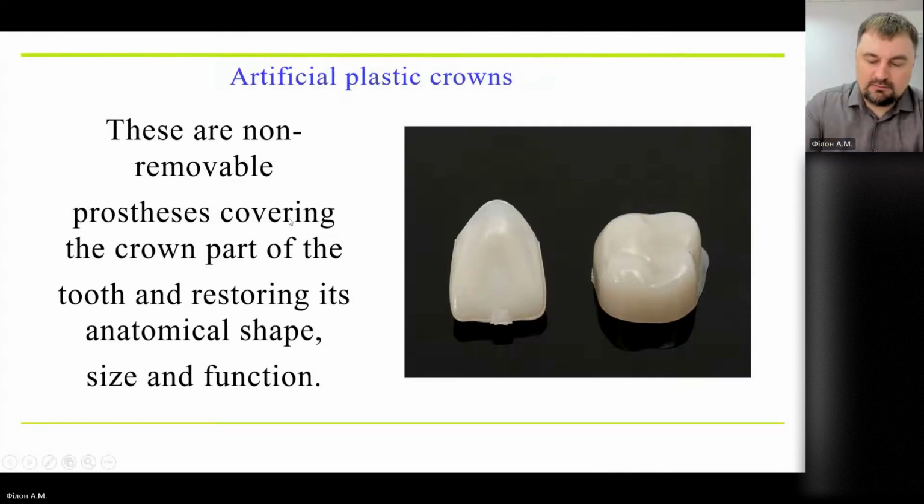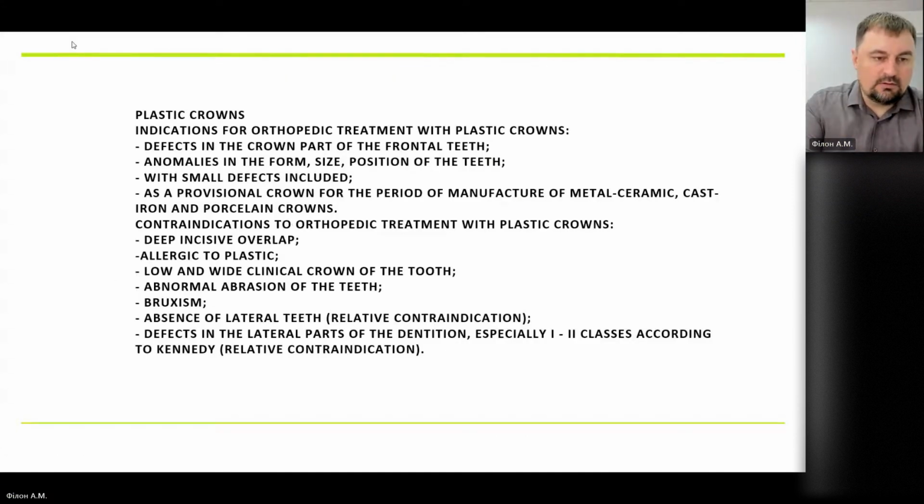Next one. Okay, next slide is about these plastic crowns. Indications for orthopedic treatment with plastic crowns: defects in the crown part of the frontal teeth; anomalies in the form, size, position of the teeth, with small defects included; as a provisional crown for the period of manufacture of metal, ceramic, cast iron, and porcelain crowns.